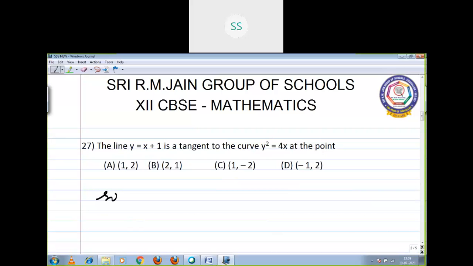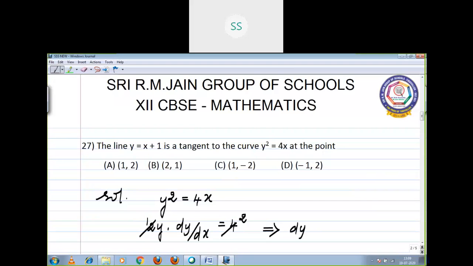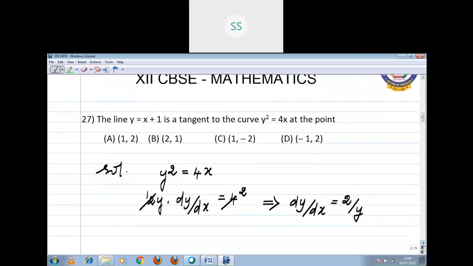First, solution. y square equal to 4x. What does it represent? Very good, a parabola open rightward. You are going to differentiate with respect to x on both the sides. 2y dy by dx equal to 4, which implies dy by dx equal to 2 by y. This is your slope of the tangent to the curve.